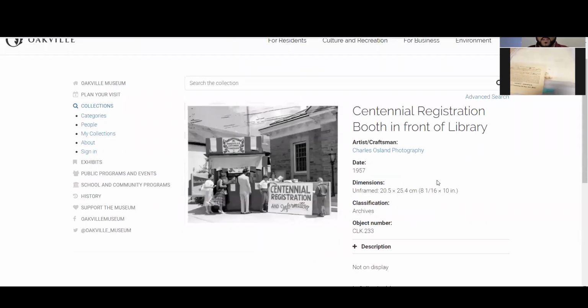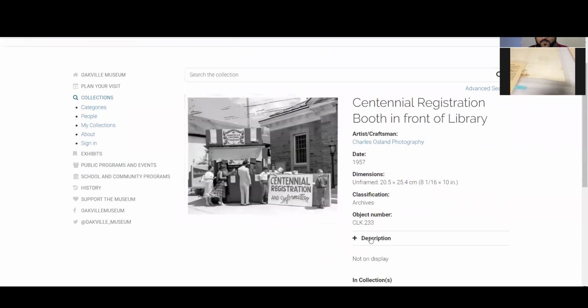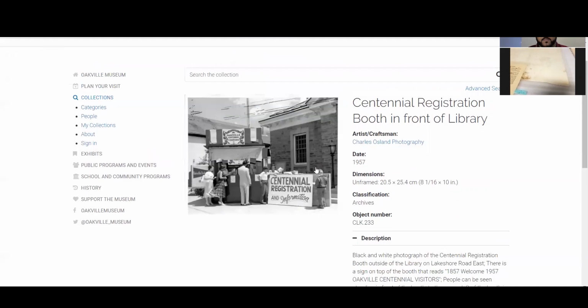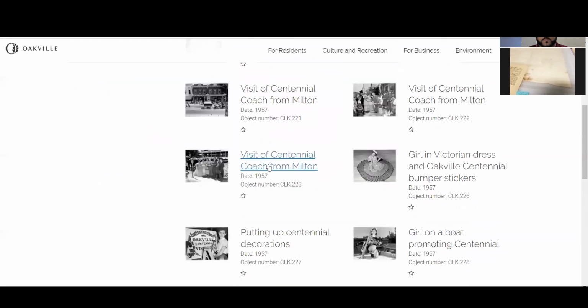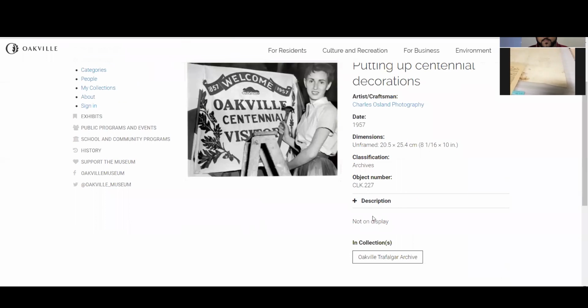That is correct, yes. So if you're in the Trafalgar Archive part of it, or if you just browse the collections and hit search, you can just pick a keyword and search. And if you search on Centennial, most of the things you'll find are these cool, and some of them are crazy, black and white photography of Oakville's celebration in 1957 of its being in existence for 100 years. And you can see that there's all these really staged shots, which are fun. There's pictures of the parade.